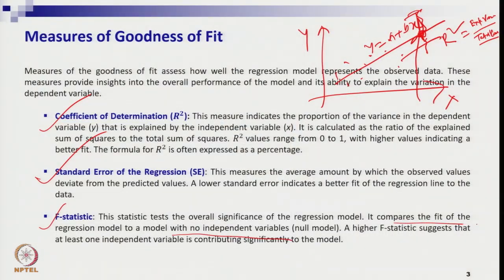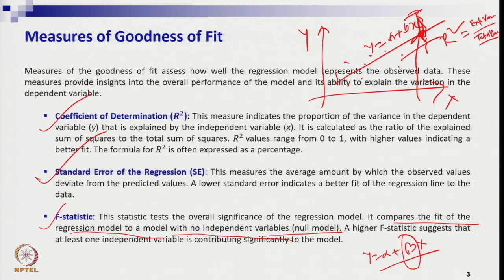It's also one of the major measures. It compares the fit of the regression model to the model with no independent variable, the null model. That means suppose y equals alpha plus beta x, if there is no relationship between x and y, then beta will become 0. So in that case, what happens? Your null hypothesis will get rejected.